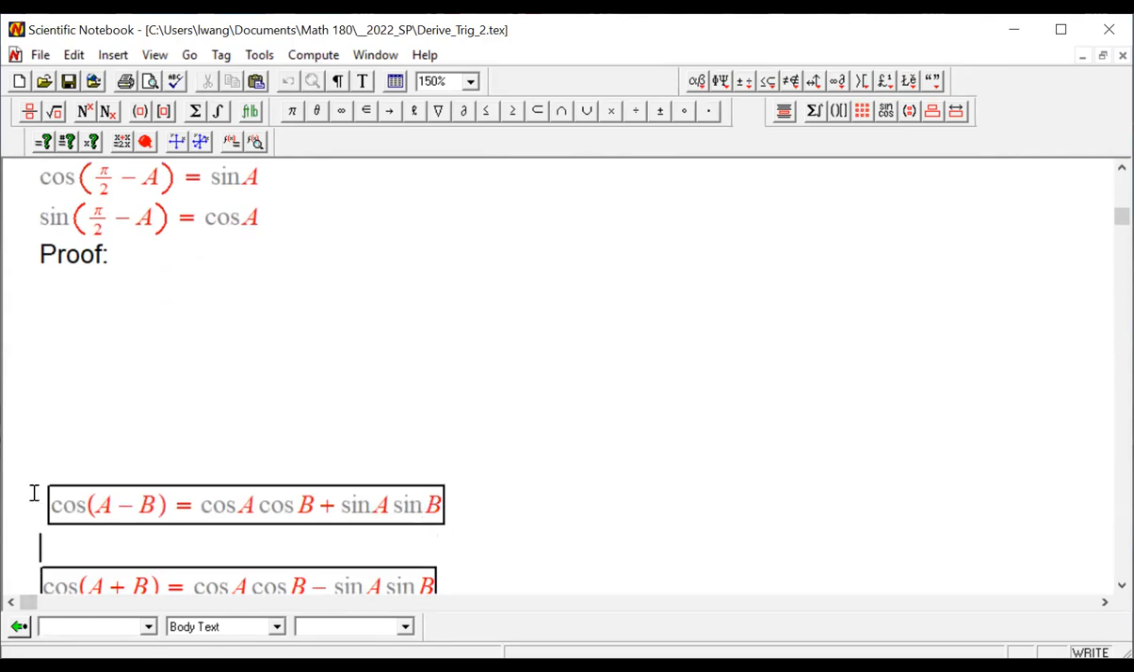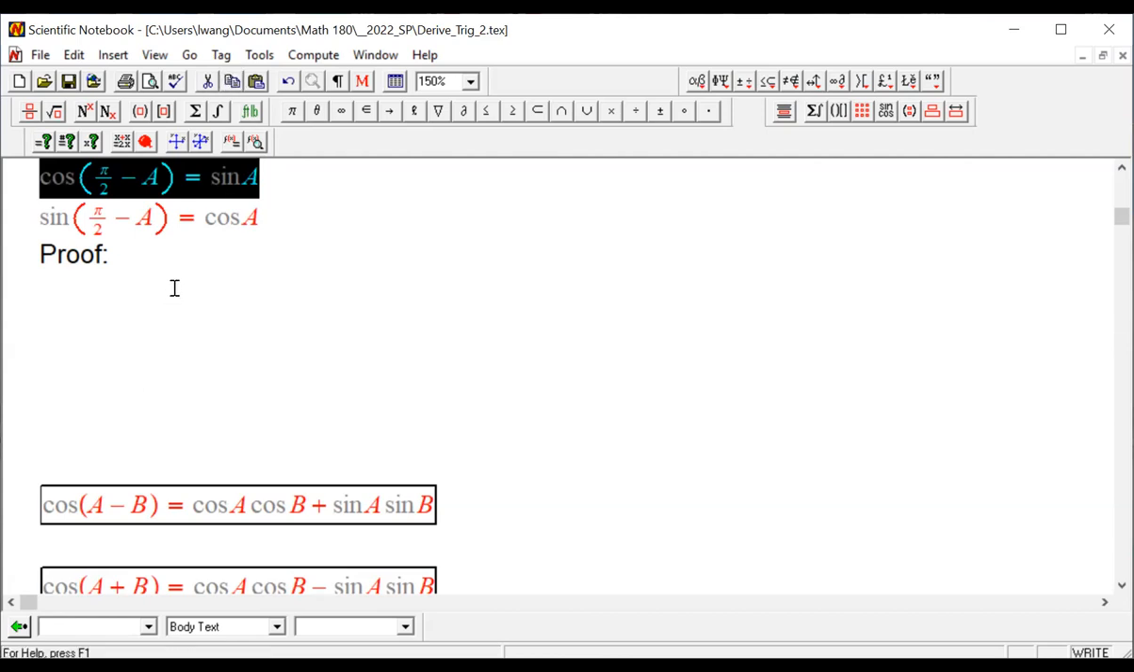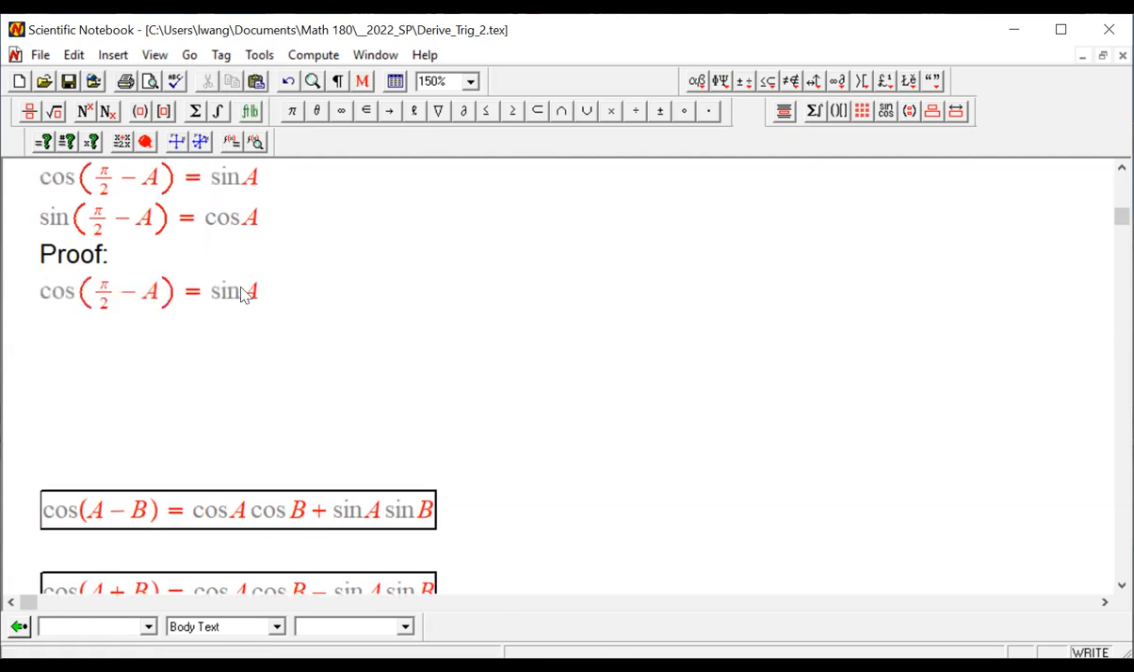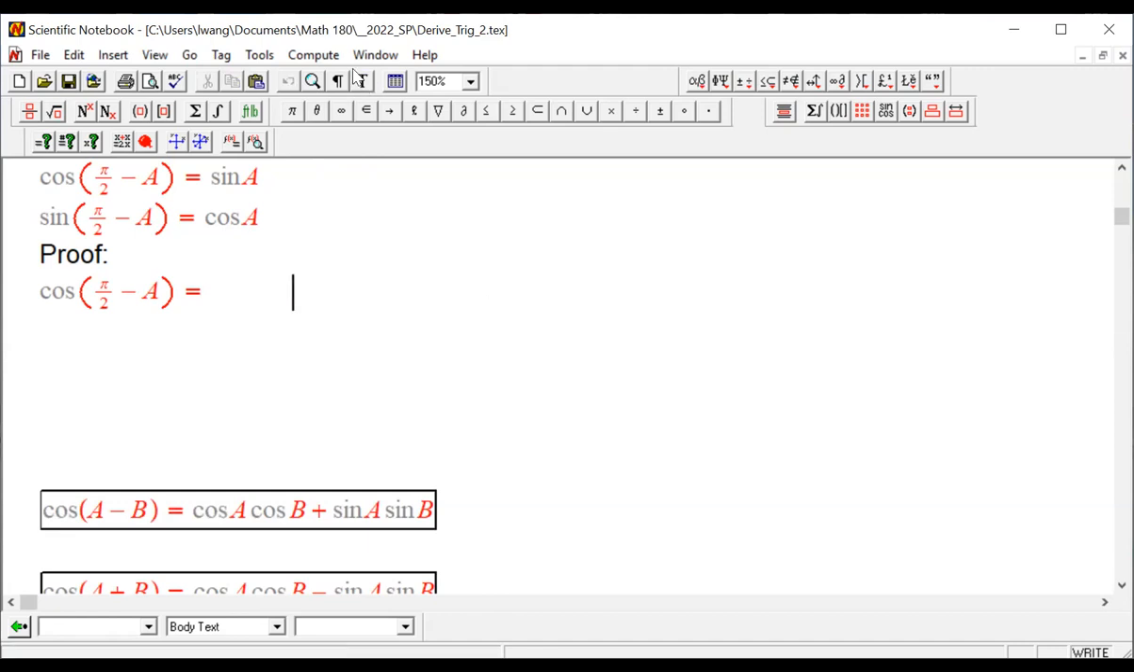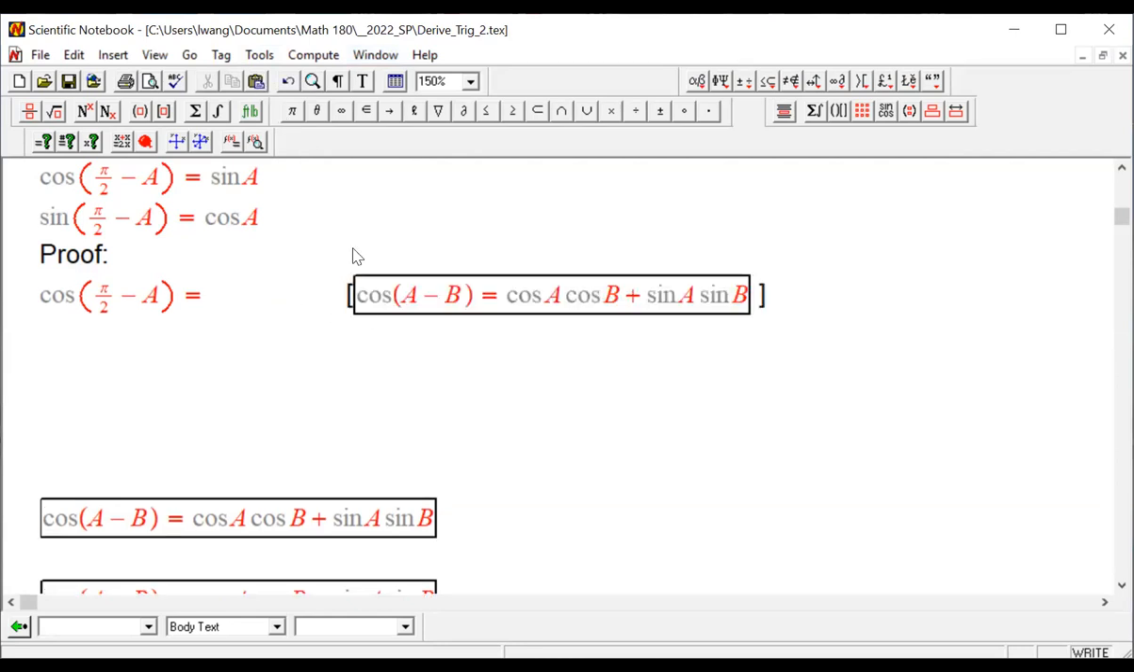Once we have this relationship, cosine pi over 2, we don't know yet if this is true. So we're going to start with cosine of pi over 2 minus A. We're going to apply that formula, and of course, in our situation, pi over 2 is A. So we're going to put the equal sign underneath it.